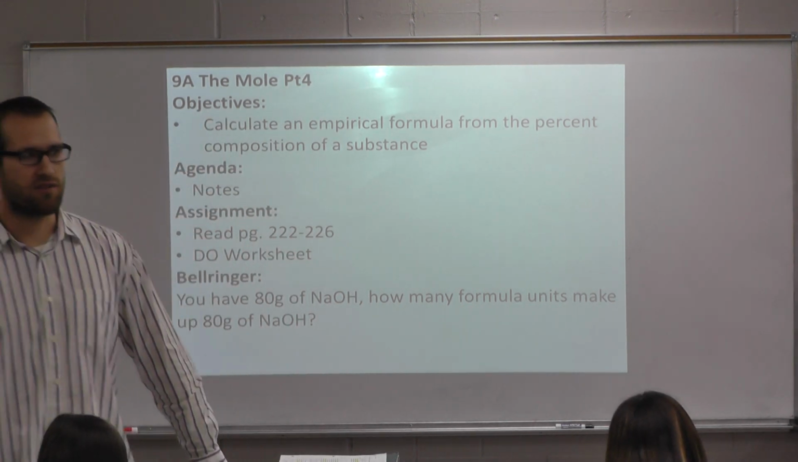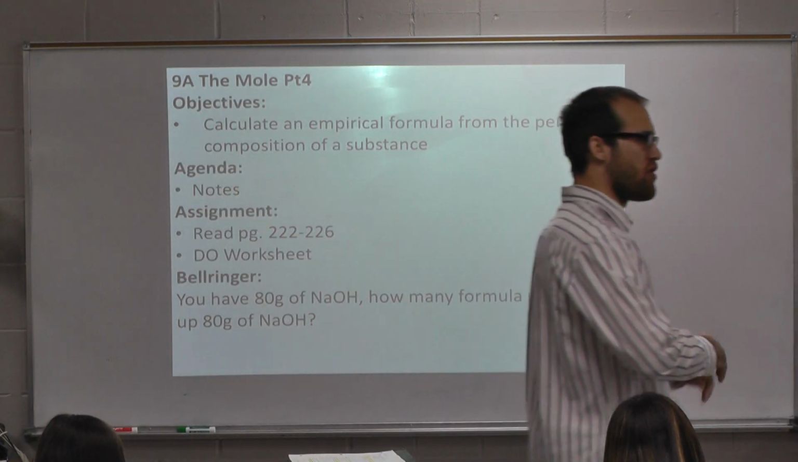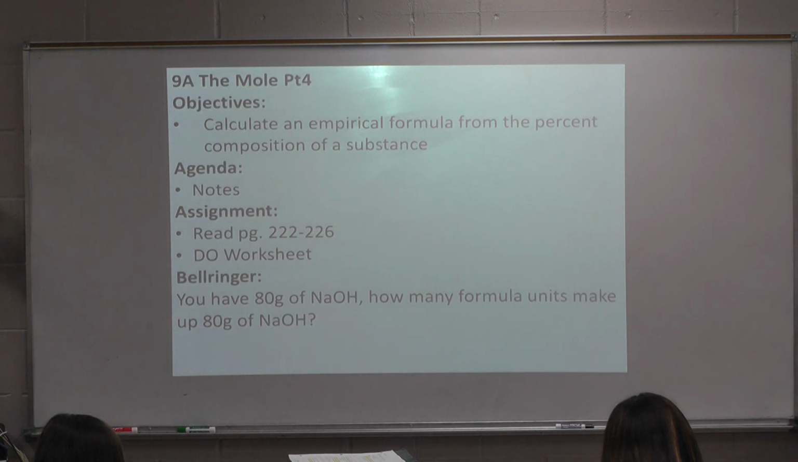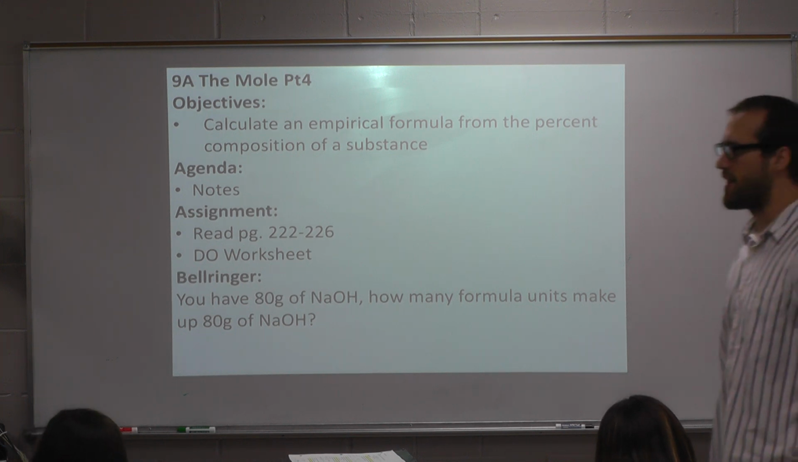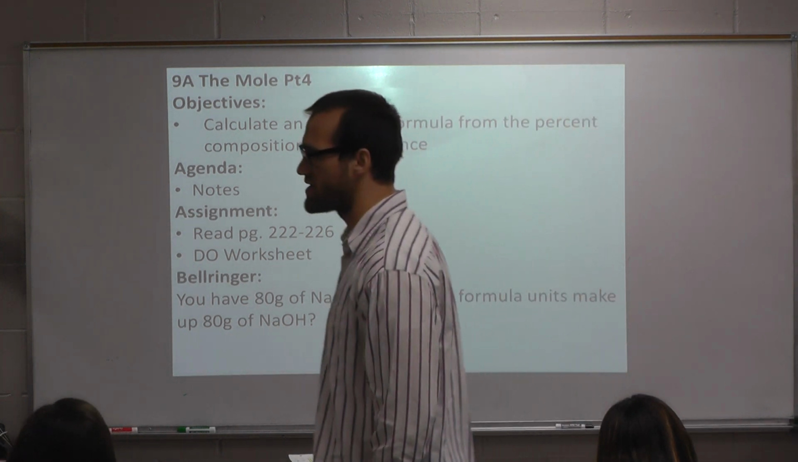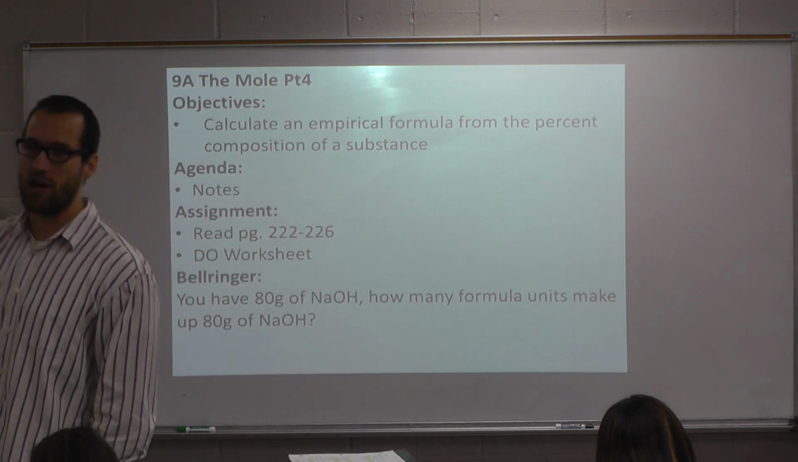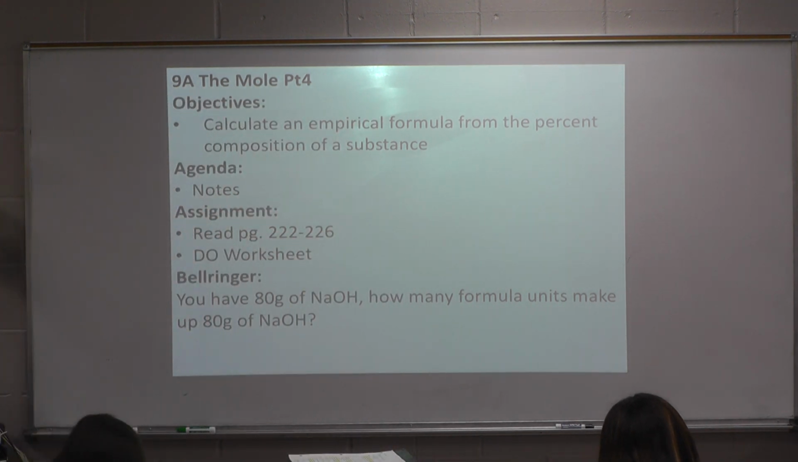Then we introduced empirical formula. And we said empirical formula was its simplified whole number ratio. And I began alluding yesterday to the idea that we can work backwards from percent mass to figure out your empirical formula. Why is that important?